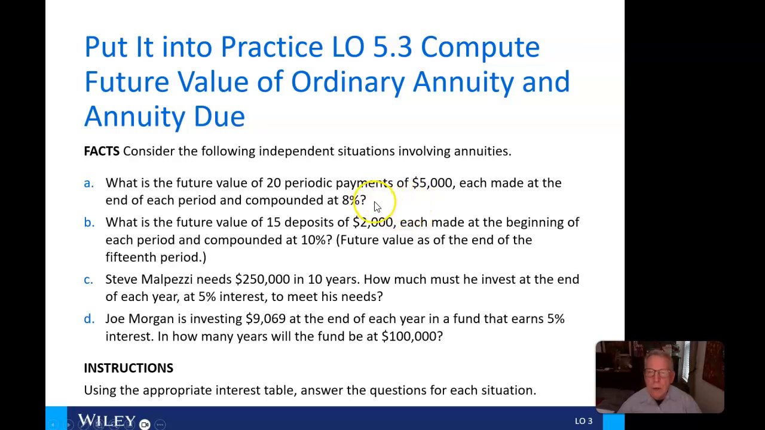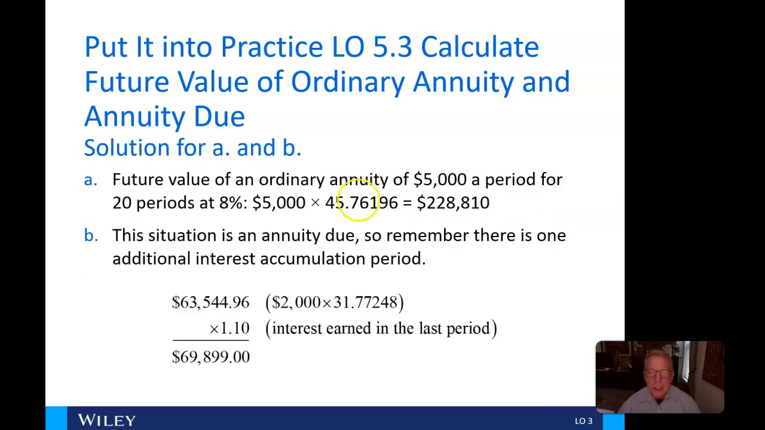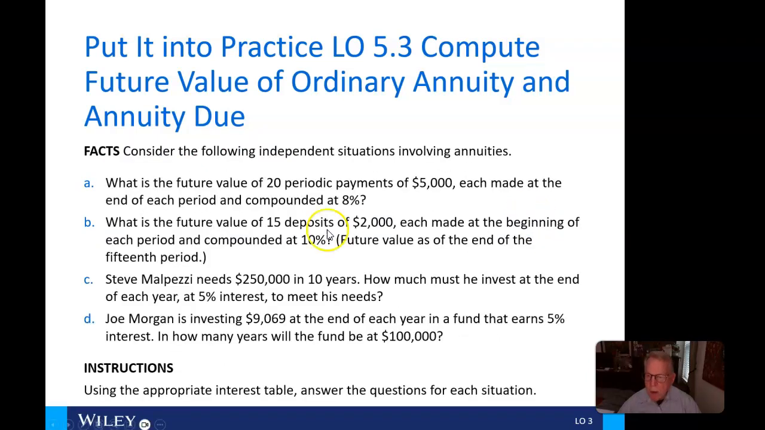Okay, let's look at some independent situations. Here, the future value of 20 periodic payments of 5,000, each made at the end of each period and compounded at 8% here. That one's pretty easy. We just go into the table 5.3, look up the factor, multiply it through times 5,000 to get to 228,810. Pretty easy there.